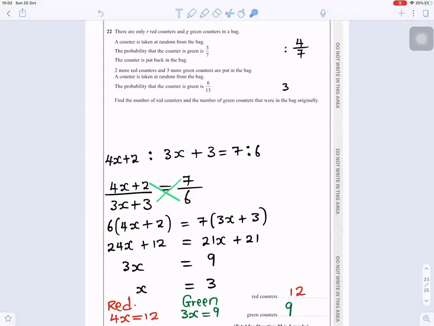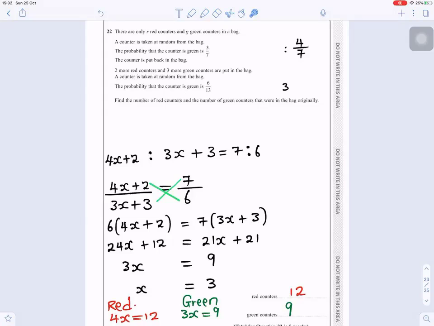6 times 4x is 24x. 6 times 2 is 12 on the left side. 7 times 3 is 21x. 7 times 3 is 21. Subtract 21x from both sides. 24x minus 21x gives you 3x. And then subtract 12 from both sides. 21 minus 12 gives you 9. So 3x equals 9.